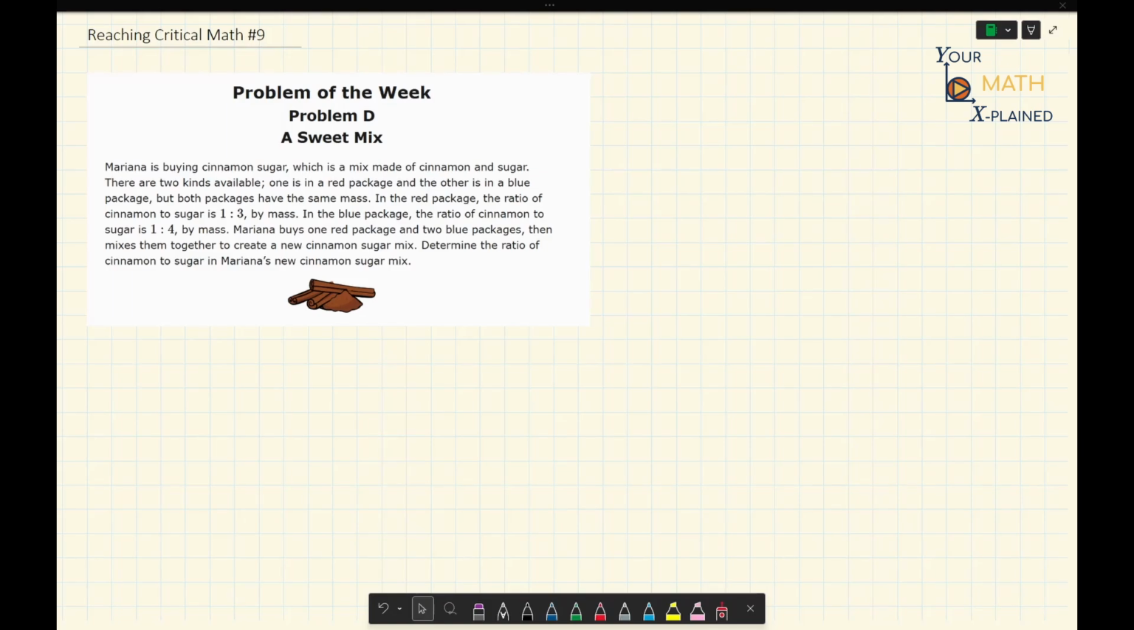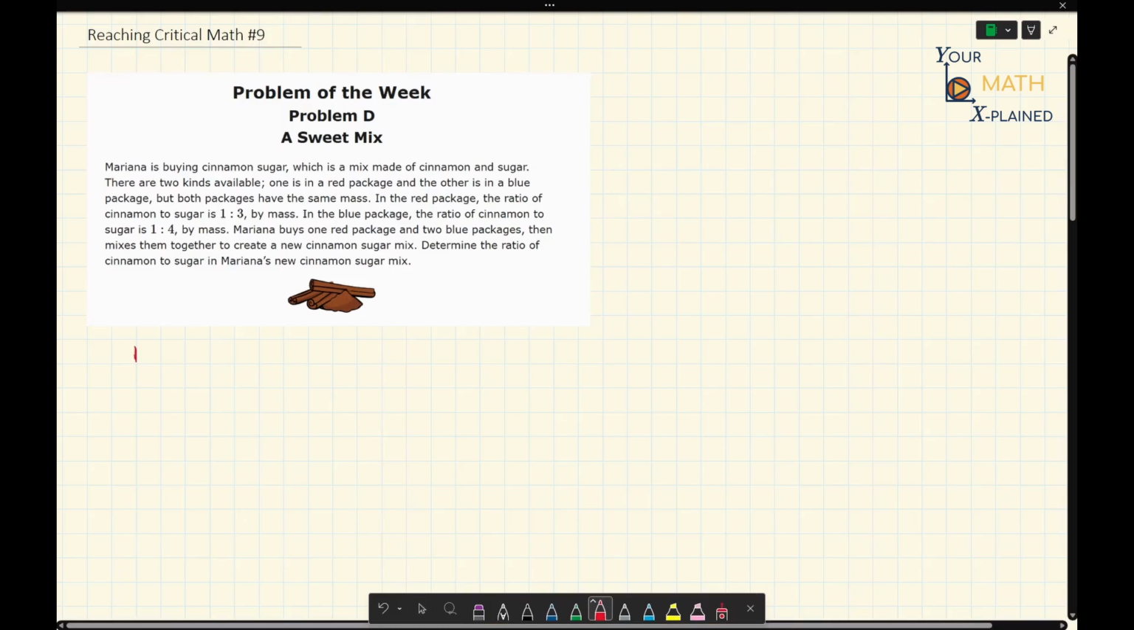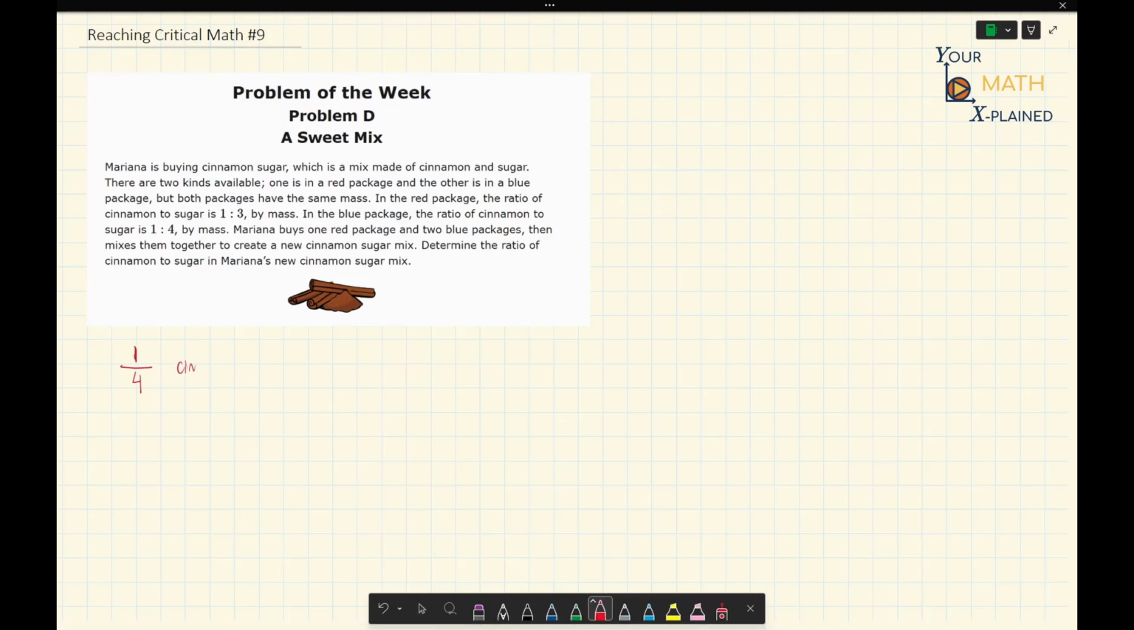We are given two packages here. In the red one, we know that there's a ratio of cinnamon to sugar of 1 to 3. So this tells me that we have 1 part cinnamon out of 4 total parts. That's cinnamon. And we have 3 parts sugar out of 4 total parts. This is for the red package, and we can do something similar for the blue package.